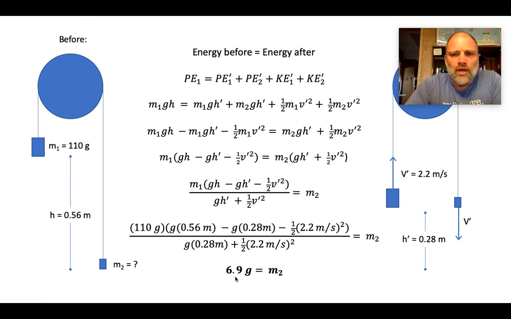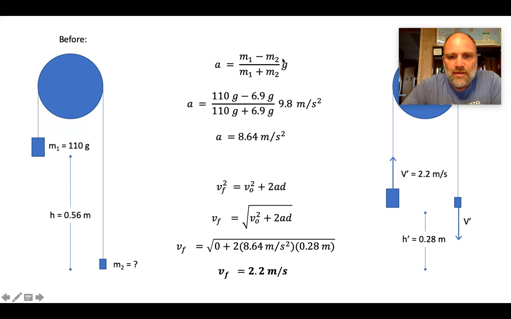Now, I thought 6.9 was kind of small compared to the 110. So I thought, let's check this using something we know from the past. So I went back and I did this. I remember the old Atwood's device equation for acceleration based on the masses. And so I calculated quick. The acceleration is 8.64 meters per second squared. And then, of course, I used the fourth kinematic equation to find the final velocity. The initial velocity was 0, right? It went from rest. And I found out that at the end, it's going 2.2 meters per second, which agrees with what was given in the problem.